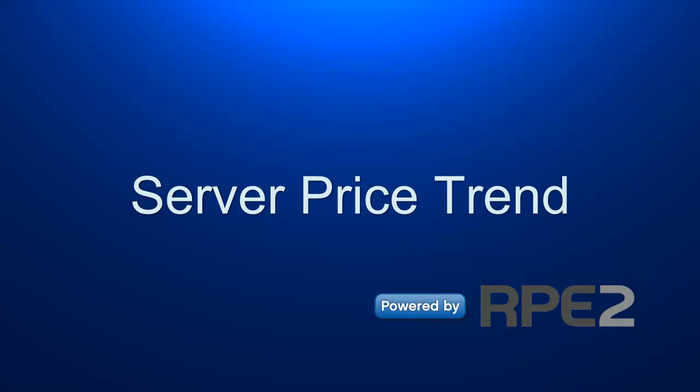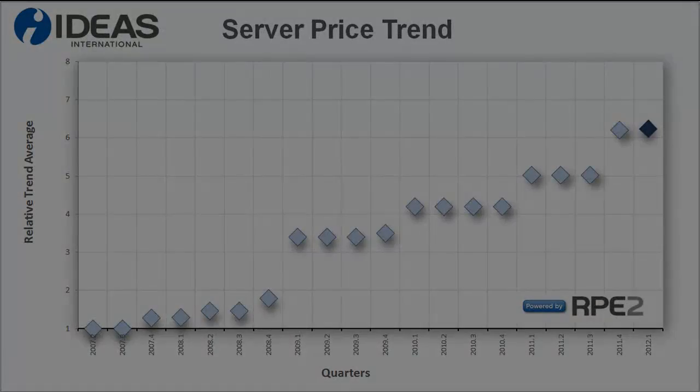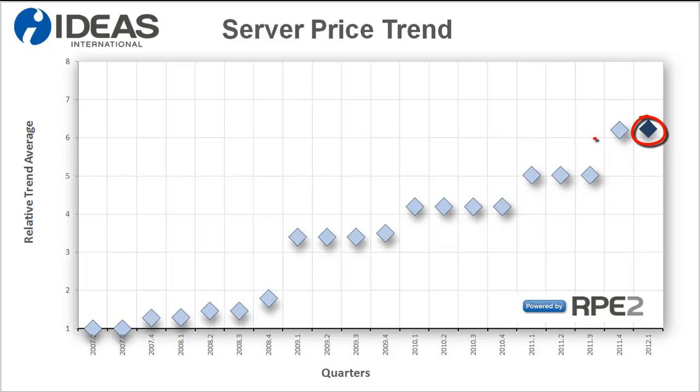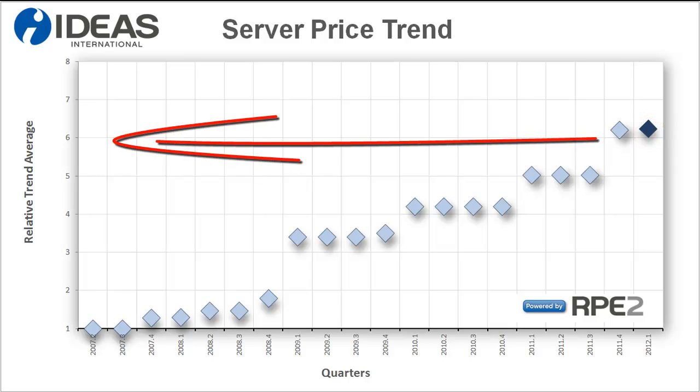For this analysis, IDEAS defines price as server performance per dollar, where performance is based on IDEAS' own RPE2 performance values divided by the price of the featured server configurations. The most recent quarter's data is represented here, along with the historical quarterly outcomes going back 5 years.